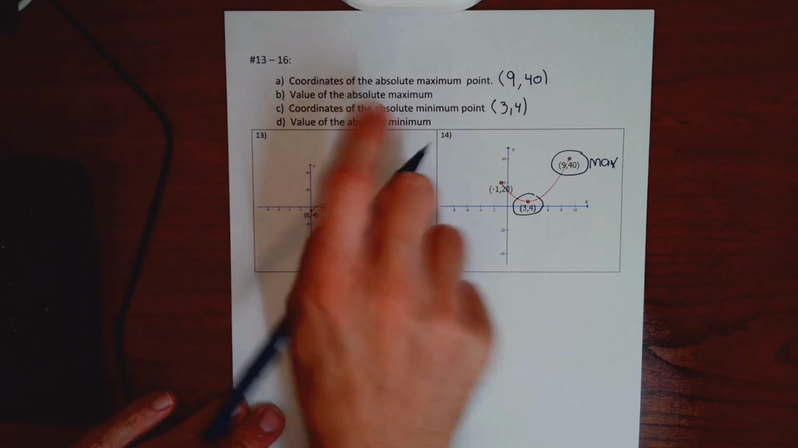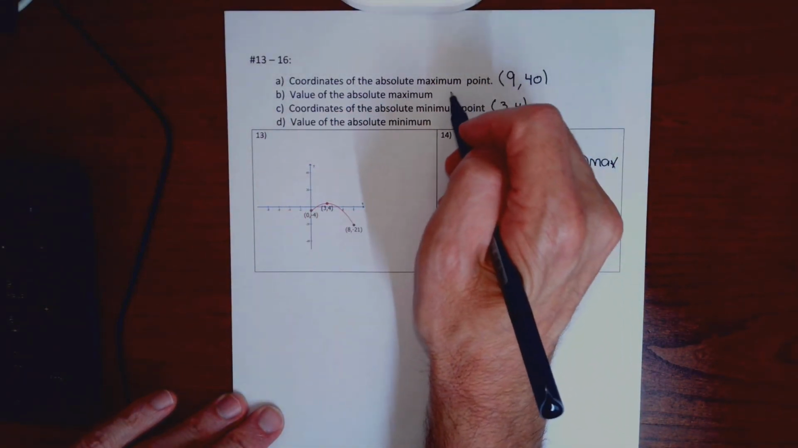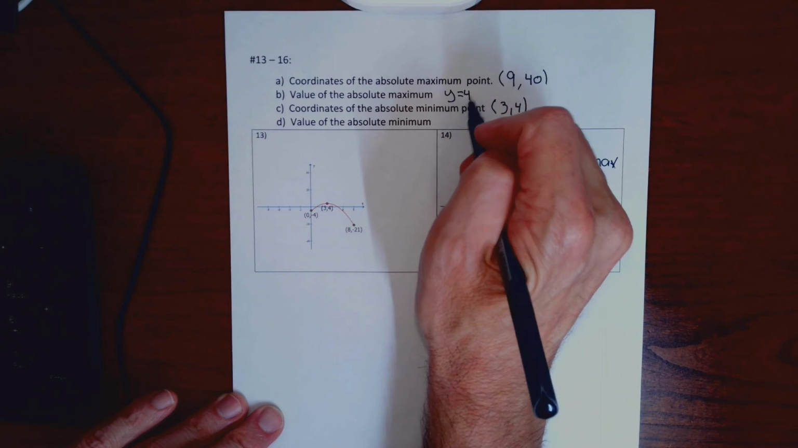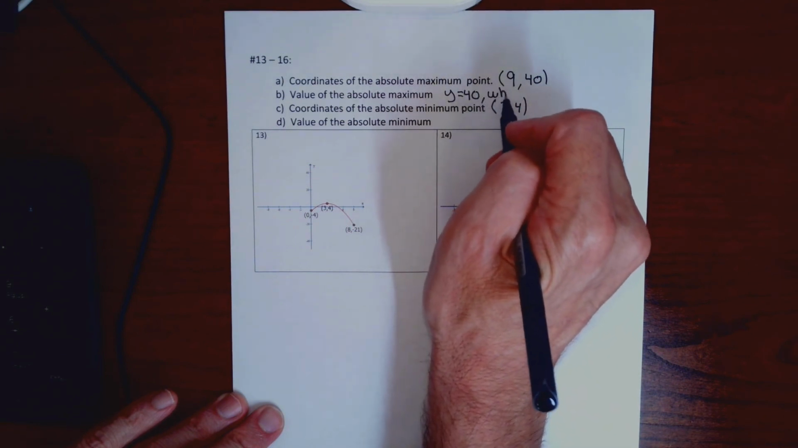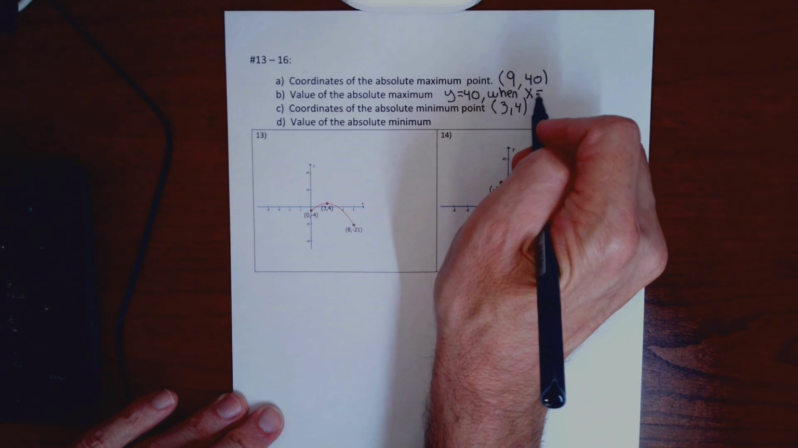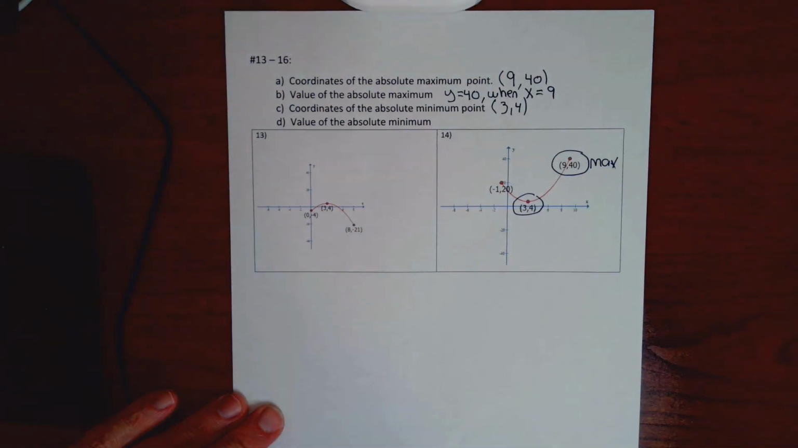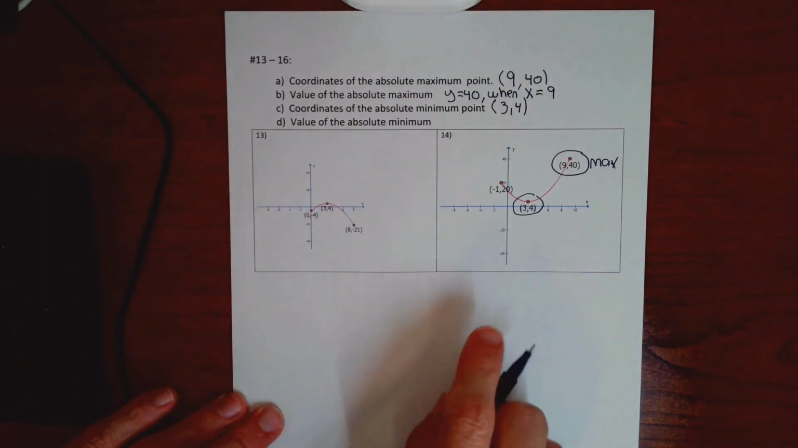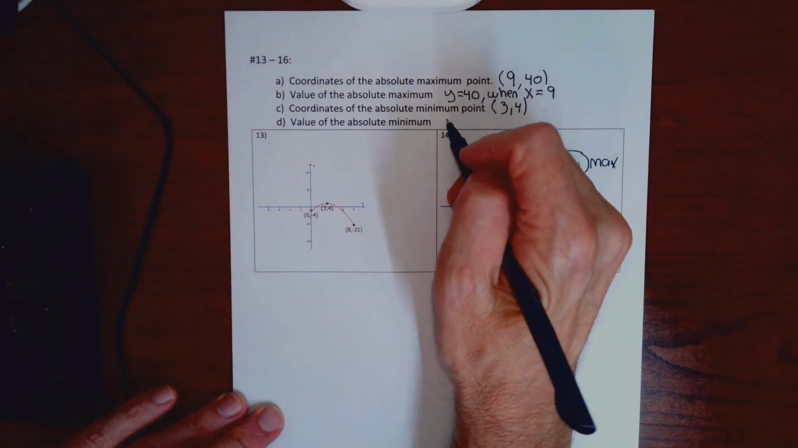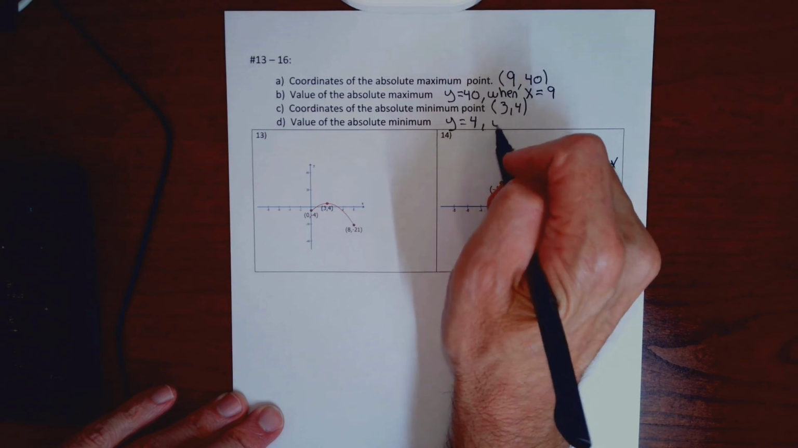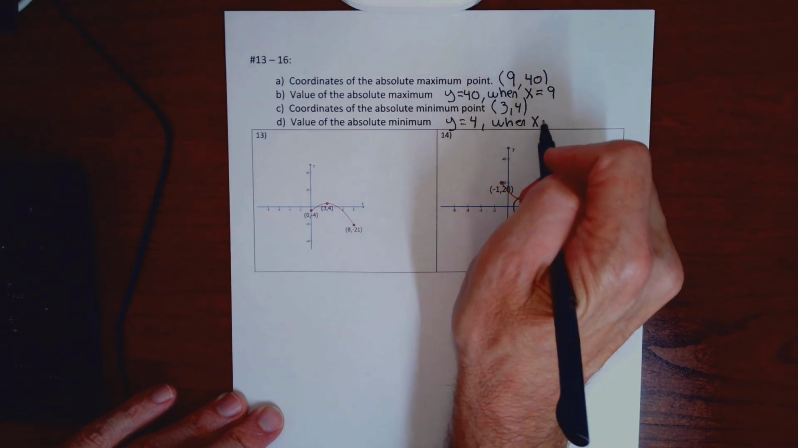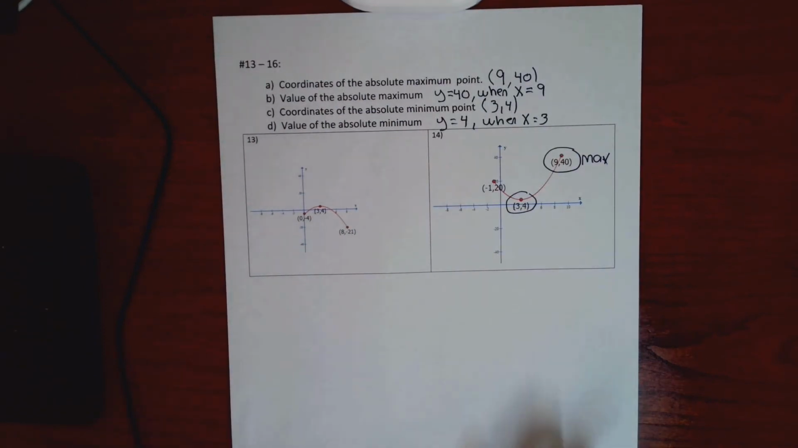And then what's the value of the absolute maximum? The absolute maximum value is y equal to 40, which occurs when x equals 9. That's as primitive as you should probably write for your answer. That would be completely fine. If I'm asking you to find the absolute maximum value or absolute minimum value, just writing the y and the x is sufficient. You don't need any fancy abbreviating. So for part D, the absolute minimum value is going to be y equals 4, which occurs when x equals 3. That's a completely adequate answer.